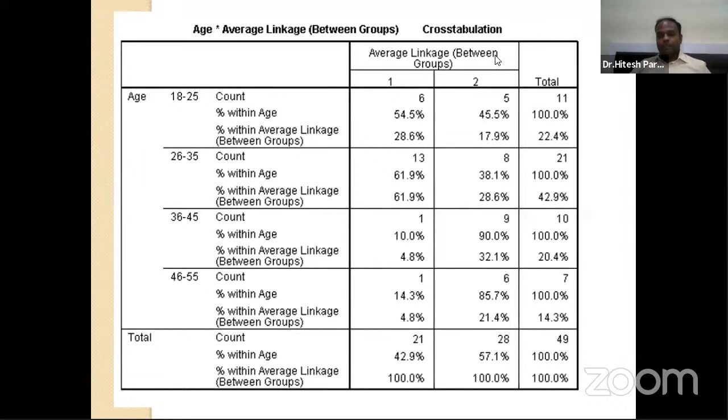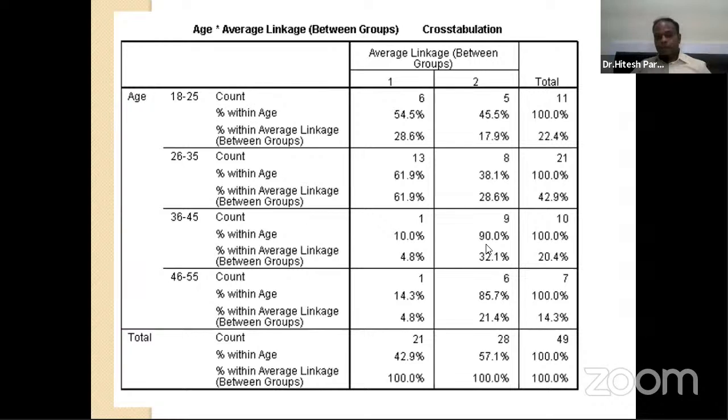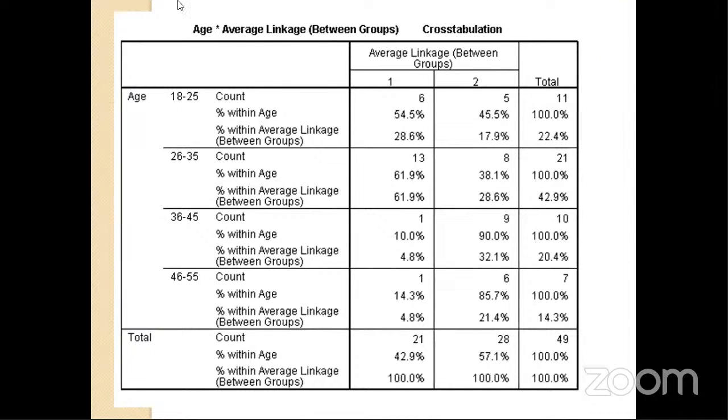Below 35 age goes to cluster 1. Below 35 means 18 to 25 and 26 to 35. So cluster number 1 is more representing the age group of 18 to 35, and cluster number 2 is more representing the age group higher than 35, meaning 36 to 55. Is it clear? Yes, sir. So this is your finding number 1.